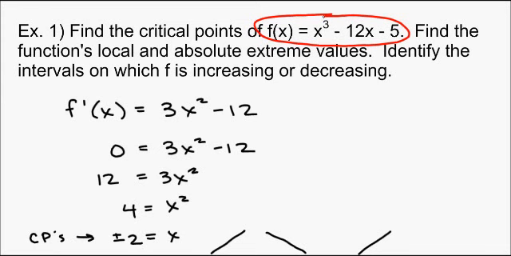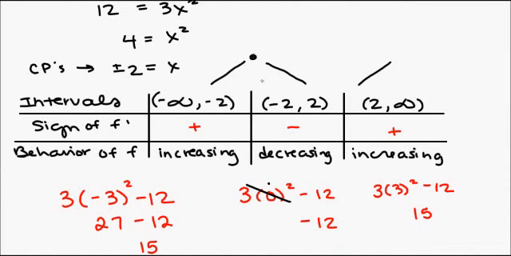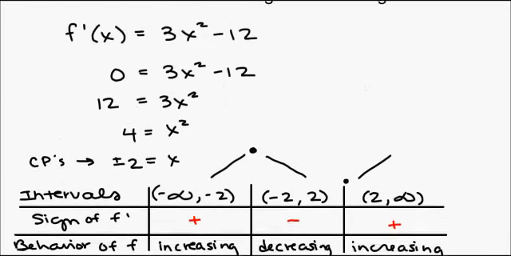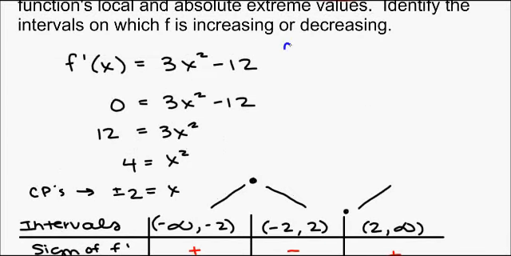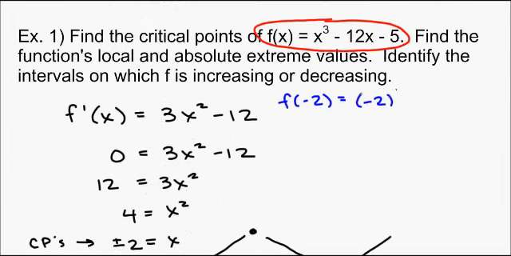For this function, since it is cubic, there is not going to be an absolute max or min. It's going to keep going on to infinity. But we do have a local max at x is negative 2 and a local min at x is 2. Let's find out what those are. So we want to know f of negative 2 is negative 2 cubed minus 12 times negative 2 minus 5. So this is negative 8 plus 24 minus 5. Negative 8 and negative 5 is negative 13, so this is 11.